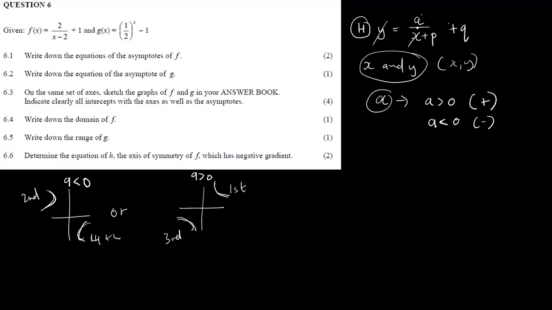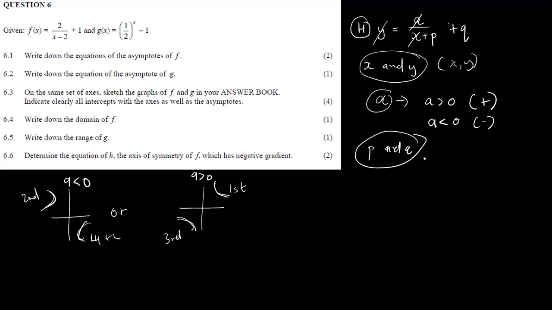So now we are done talking about A. Let's talk about P. So what does P actually talk about? I'm not going to talk about P only, but I'm going to combine it with Q. When we talk about the value of P and Q, we are actually talking about the asymptotes.